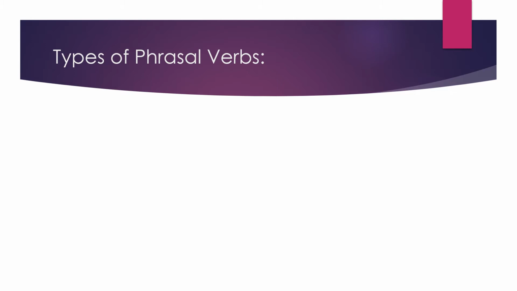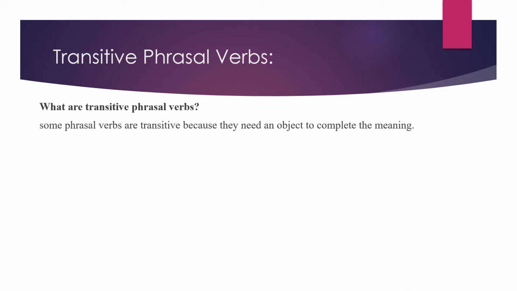Now let's look at the types of phrasal verbs. A phrasal verb can be either transitive or intransitive. Now let's see what transitive phrasal verbs are and how they are used. Some phrasal verbs are transitive because they need an object to complete the meaning. For example, I made up the story. Over here you can see made up is a phrasal verb, and if we do not add the object, the story, we will not be clear about the meaning.